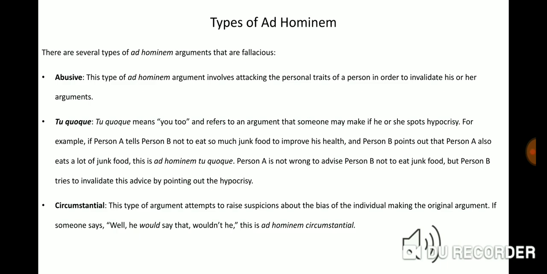Circumstantial. This type of argument attempts to raise suspicions about the bias of the individual making the original argument. If someone says, well, he would say that, wouldn't he? This is ad hominem circumstantial.